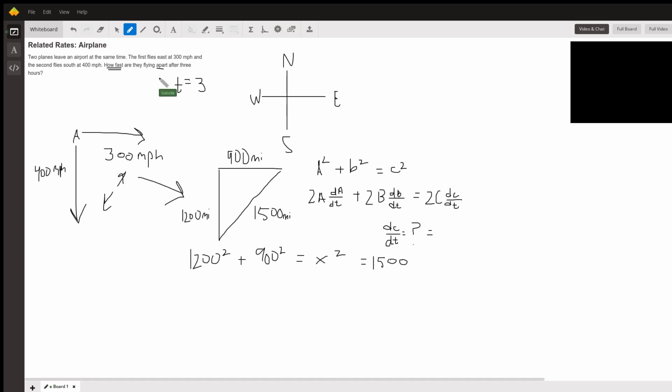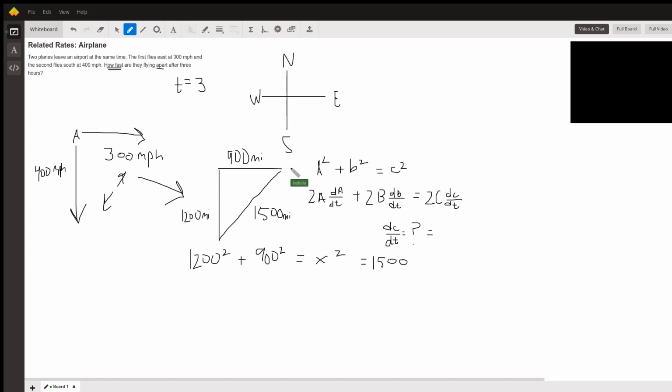So it's asking for after 3 hours. So we want to stop the flight path of these planes after 3 hours. What is the rate of them spreading apart at 3 hours? So if we stop their flight after 3 hours, the first plane is going to be 900 miles away from the airport, and the second plane that is moving south is going to be 1,200 miles away from the airport.